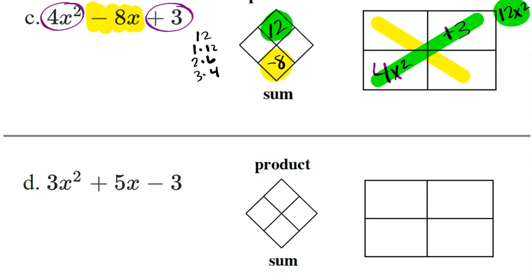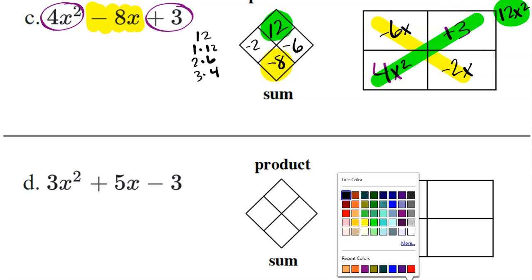And so what of those could add up to 8? Well, that would be negative 2 and negative 6, because negative times negative is positive. 2 times 6 is 12. Negative 6 and negative 2 is negative 8. So we just go negative 6x and negative 2x. And now we've got our rectangle. And now what we have to do is factor it.